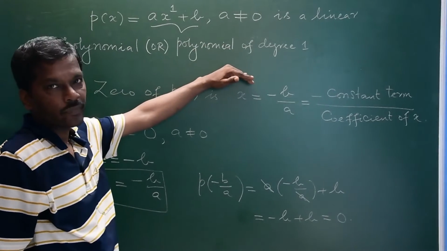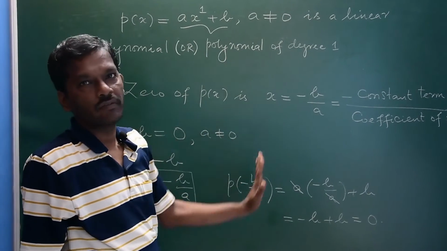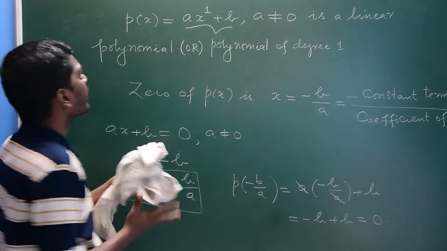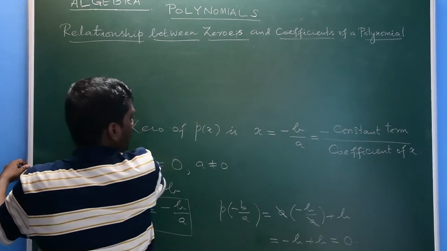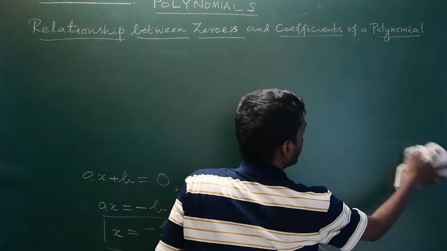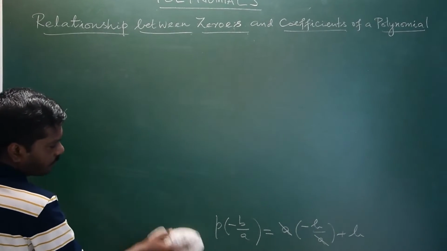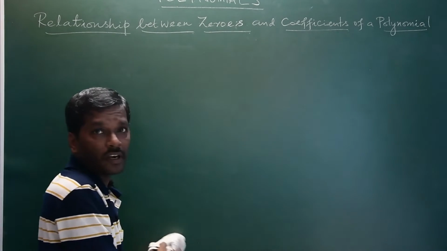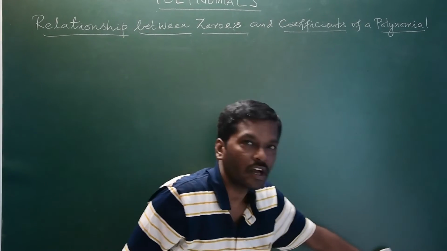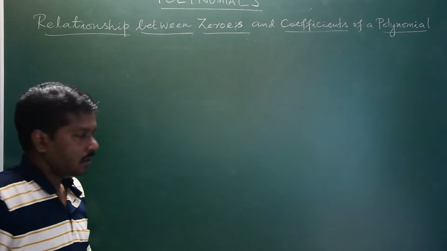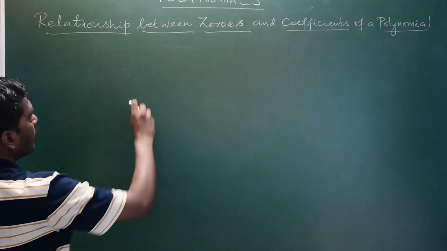In a similar manner, we are going to find the relationship between the zeros of a quadratic polynomial and its coefficients. You have to remember the formula for the zero of a linear polynomial. Because sometimes we may factorize a quadratic polynomial into two linear polynomials, and as we know the formula to find the zero of a linear polynomial, we can easily find the zeros of the quadratic polynomial.